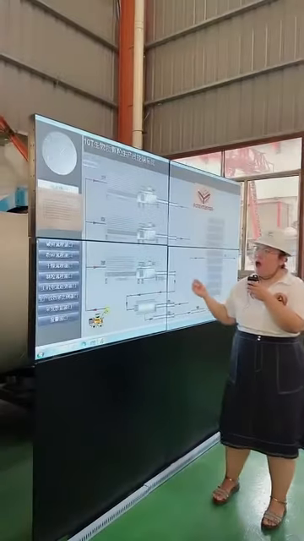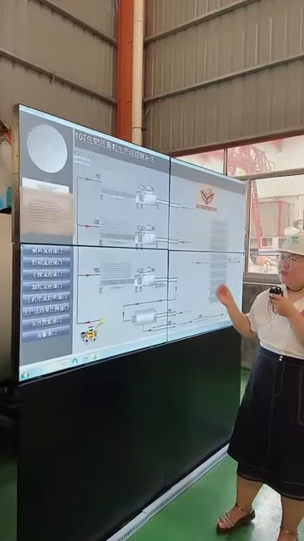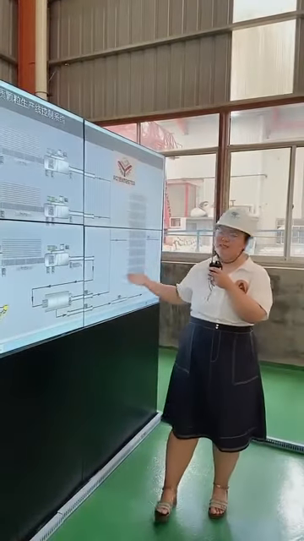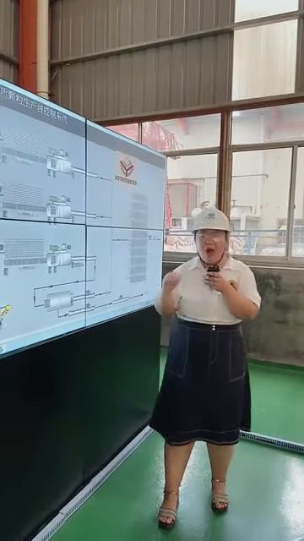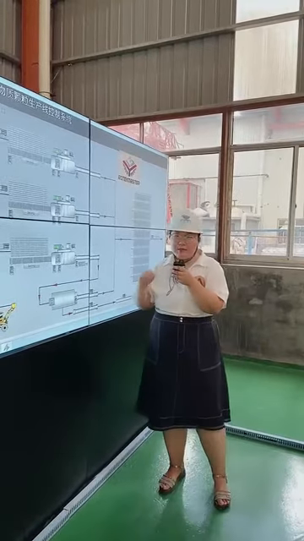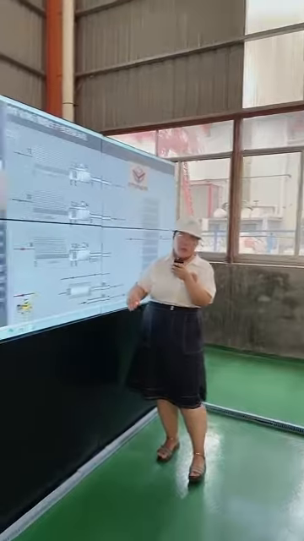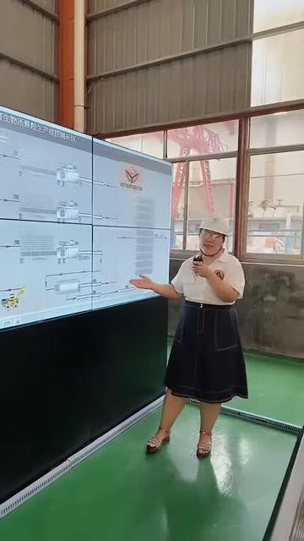Six, whole production line running video inspection. For this, the whole system will inspect the whole production line by video. It's very suited to the boss in the office to inspect the whole production running.